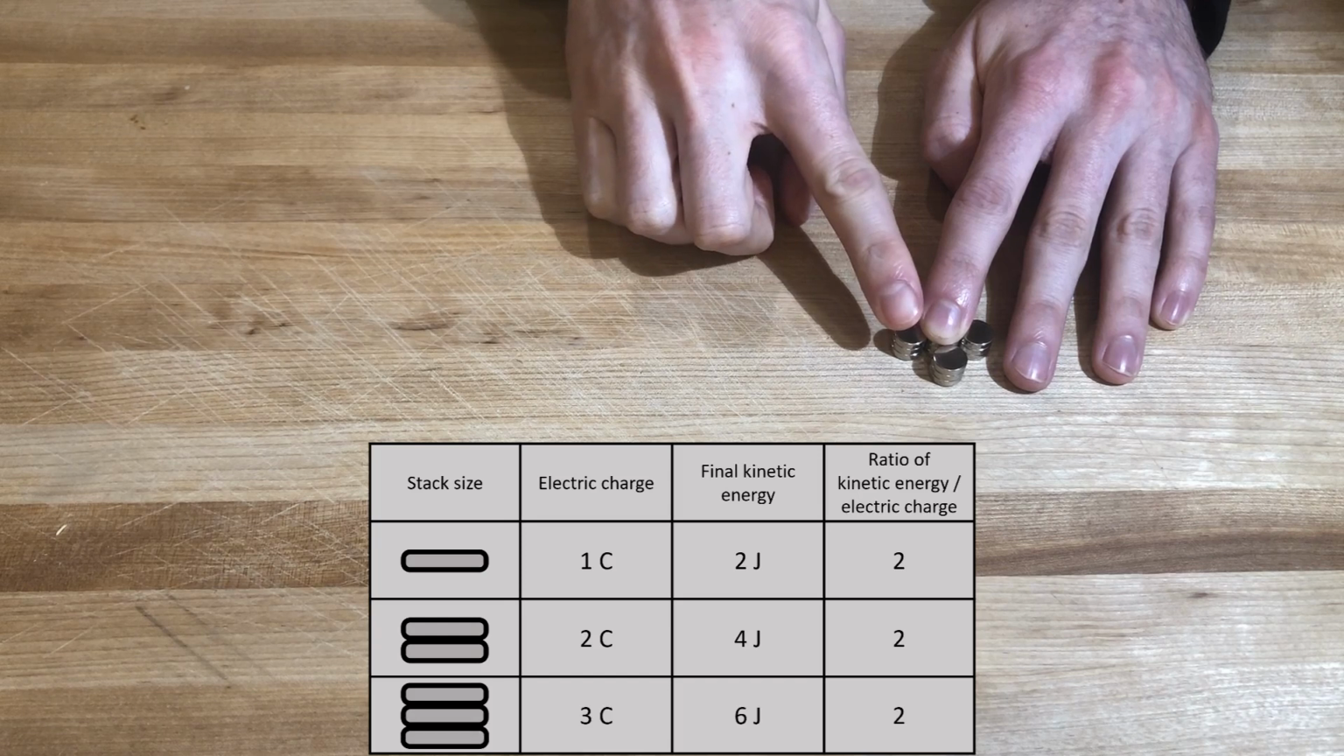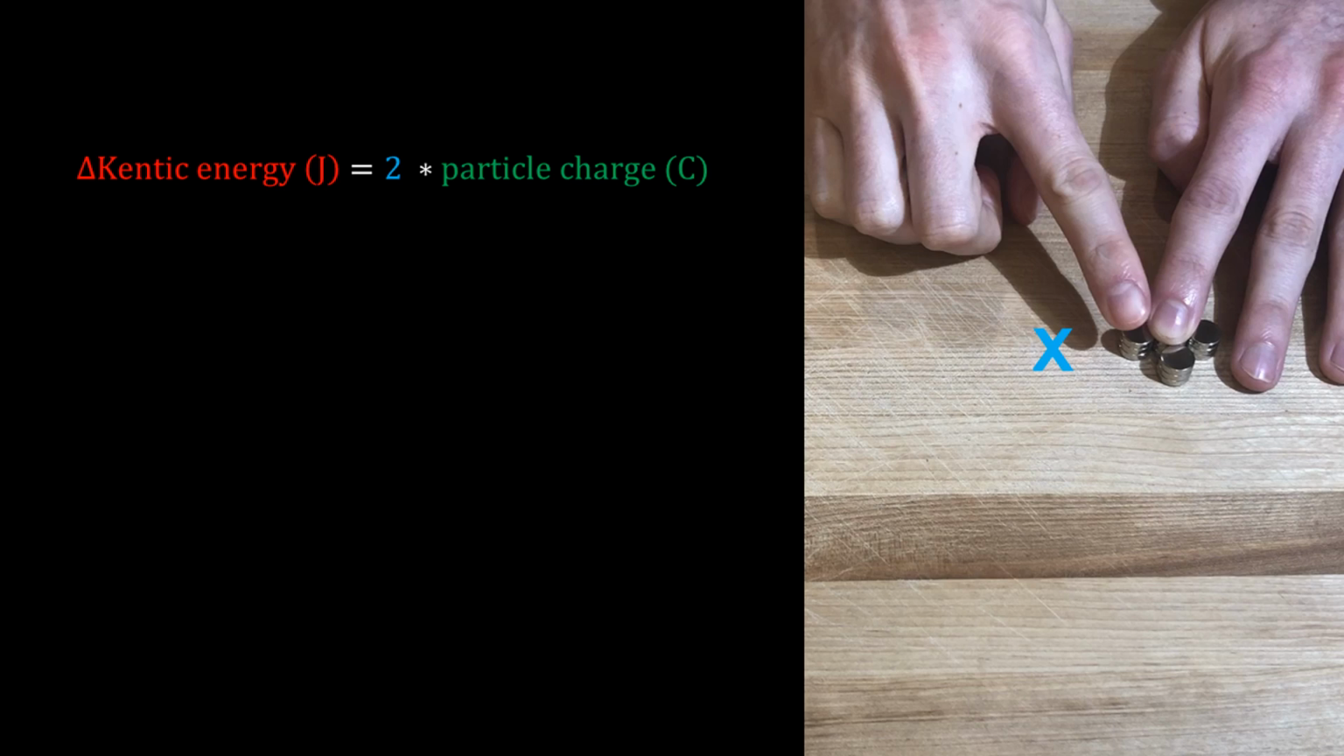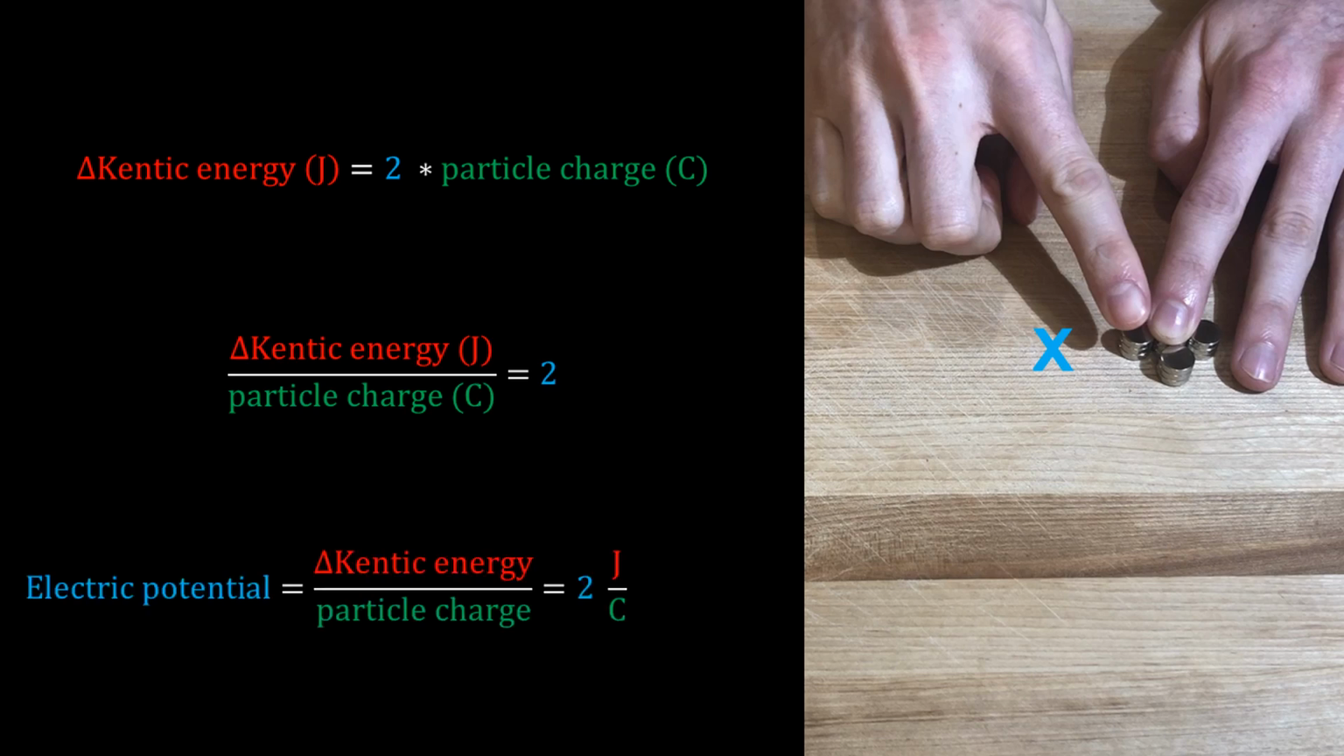Through these experiments, we have discovered a property of the electric field created by these stationary particles. Any charged object released from this location will gain an amount of kinetic energy equal to twice the object's electric charge. Phrased another way, at this location, the electric field has an electric potential, or a voltage, of 2 volts.